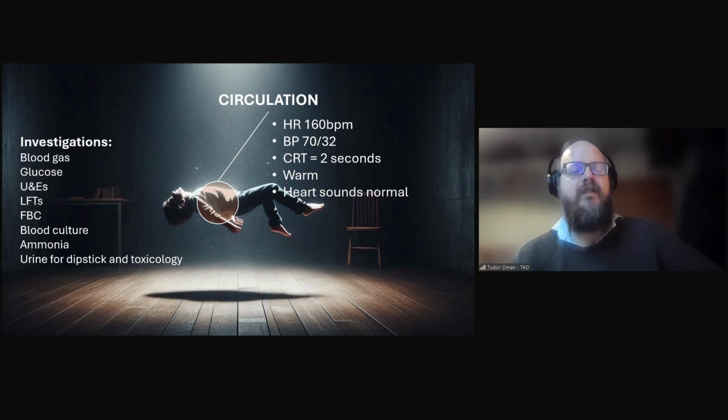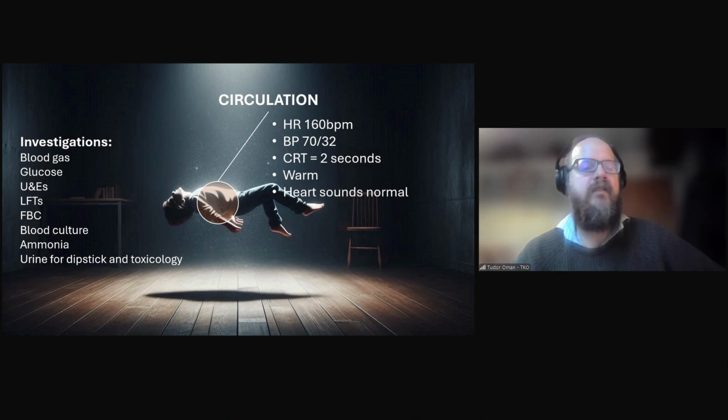Investigations you're going to send off at the same time. You're going to send off your blood gas. This is going to give you an idea of whether they're acidotic, what their CO2 and O2 levels are, are they retaining? Is this metabolic? Is it respiratory? What their lactate is and what their glucose is. And glucose should never be forgotten.